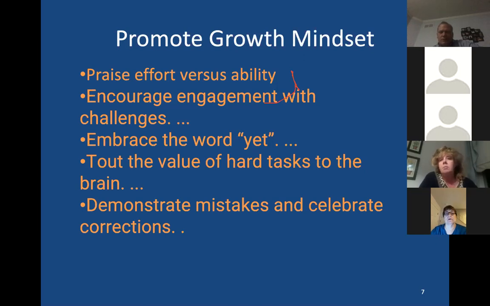Have the student embrace the word yet. A lot of times when we're teaching math, we hear from the students, I can't do this, right? That's the first thing they say. I don't understand math. I can't do it. So work with them and have them talk about some things that they like to do. If they play, all of them play video games. All of them are on TikTok, Instagram, Snapchat, all of that.